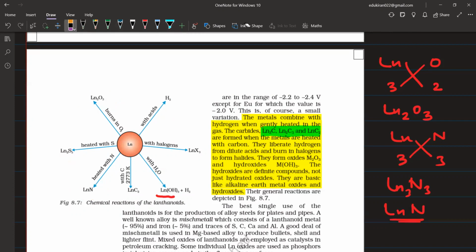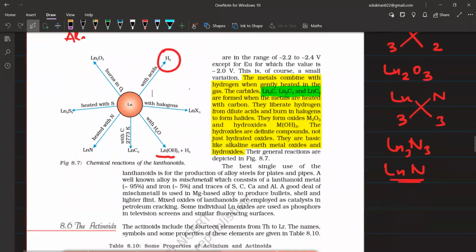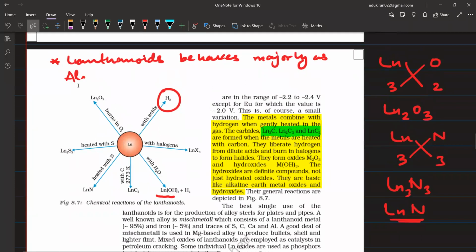But the important part is that, in general, lanthanides behave majorly as aluminium. Since lanthanum is behaving as aluminium, and it is a metal, it is going to liberate hydrogen with acid. Lanthanides are also active metals which liberate hydrogen on reaction with acids. Now, this is the same thing as the reaction written here. So just remember one thing: the reaction is like that of aluminium.